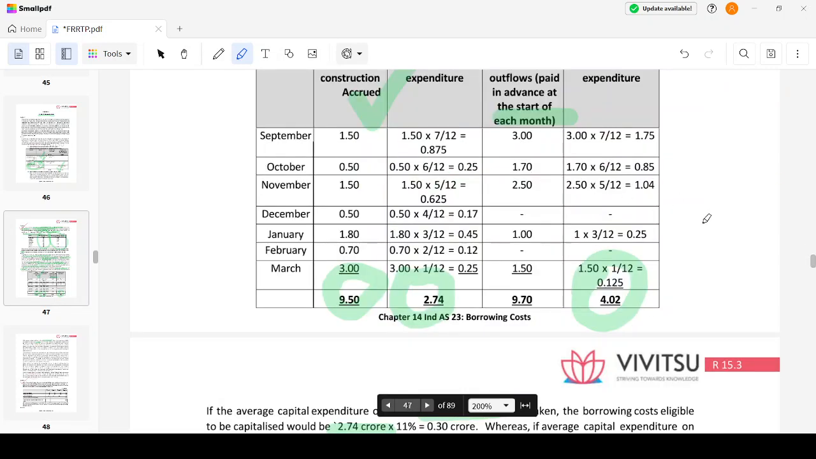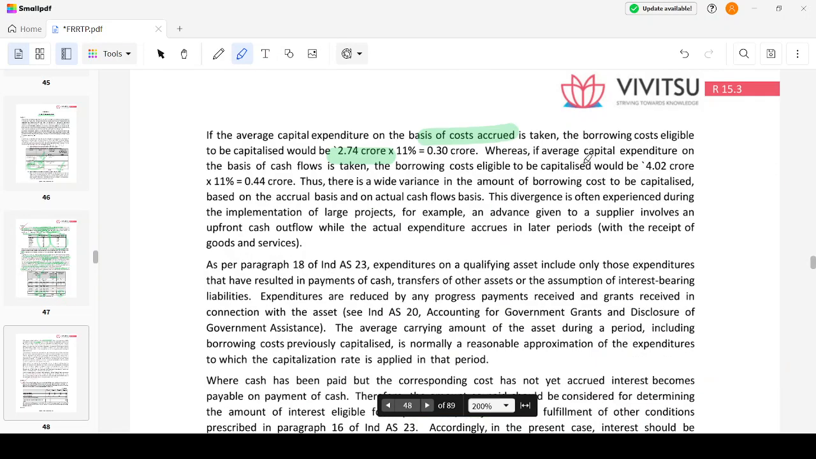This is the weighted average capital expenditure. So 2.74 crore into 11%, whereas if the average capital expenditure on the basis of cash flows is taken, it is 4.02 crore into 11%, which is 0.44 crore. Thus, there is a wide variance in the amount of borrowing cost to be capitalized. This divergence is often experienced during the implementation of large projects.